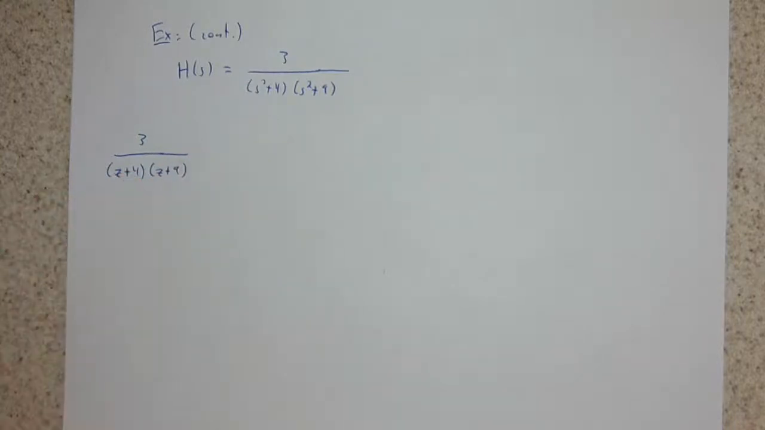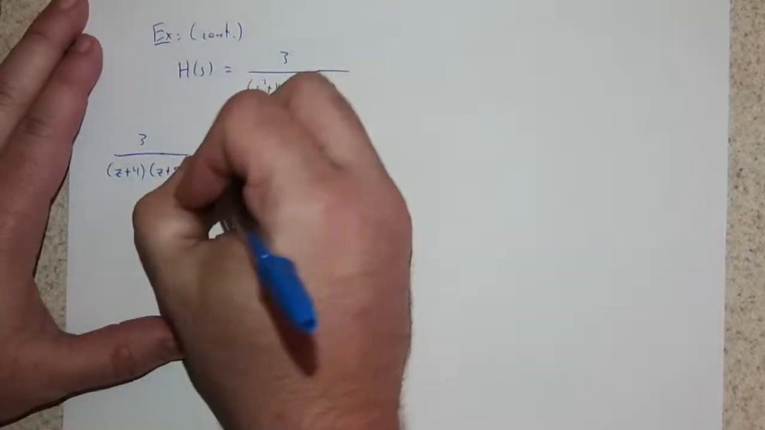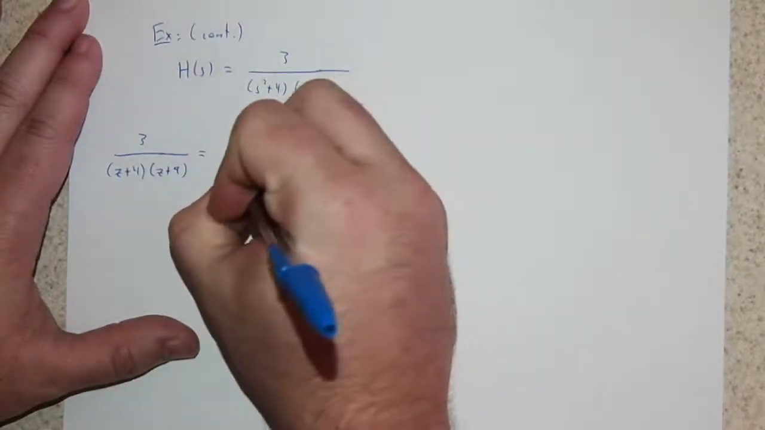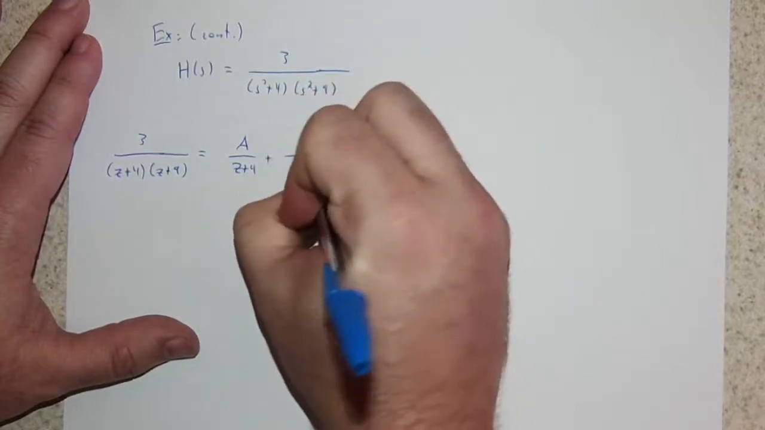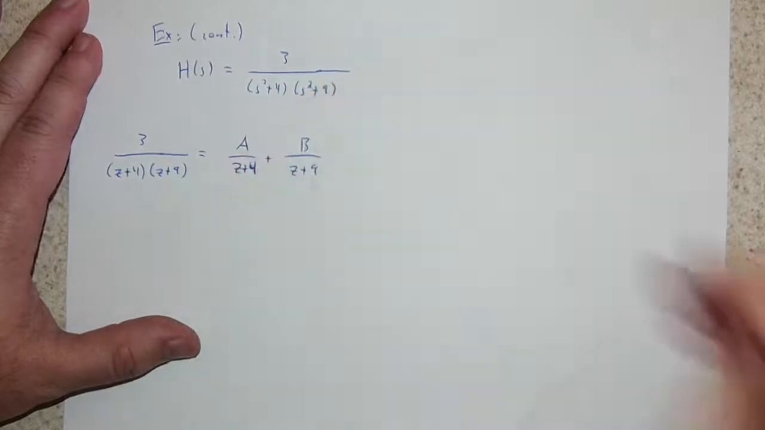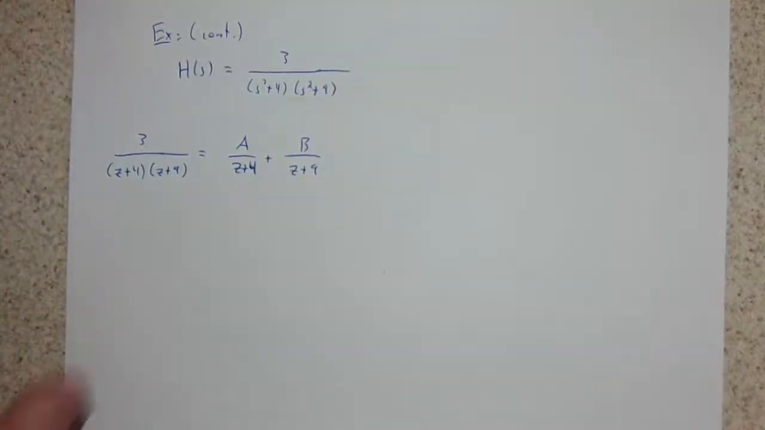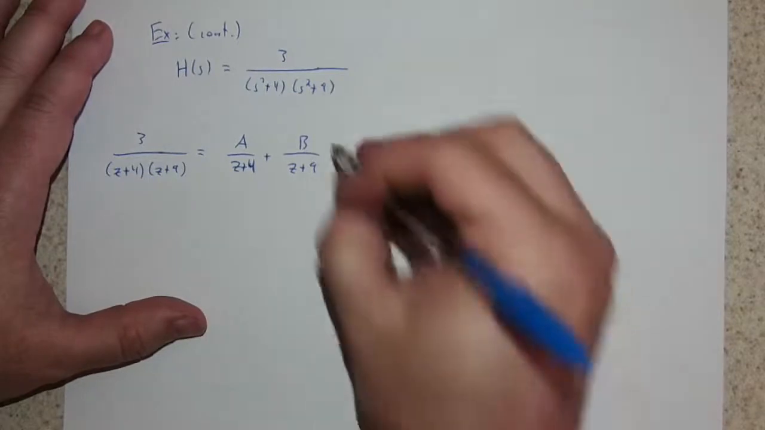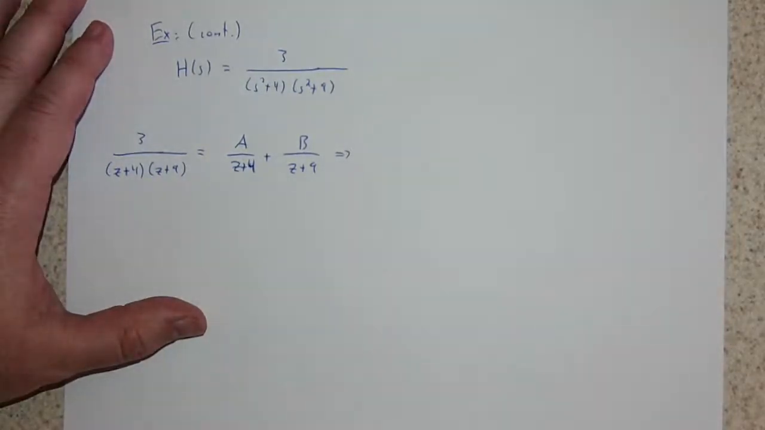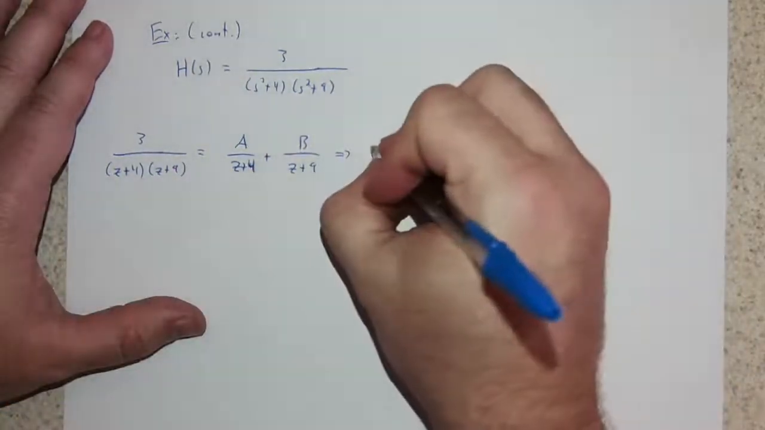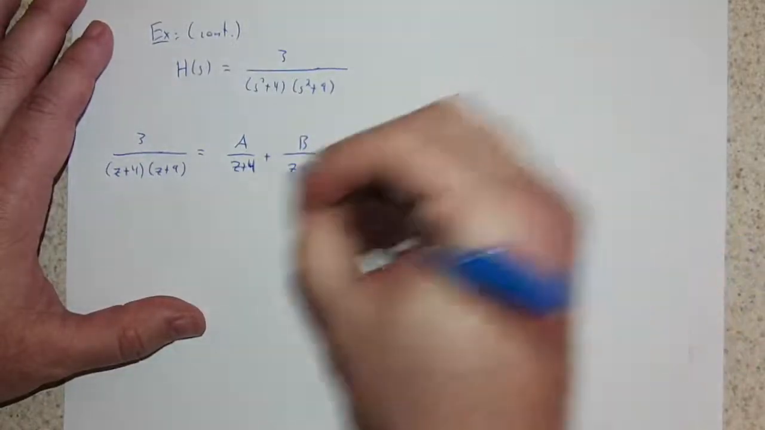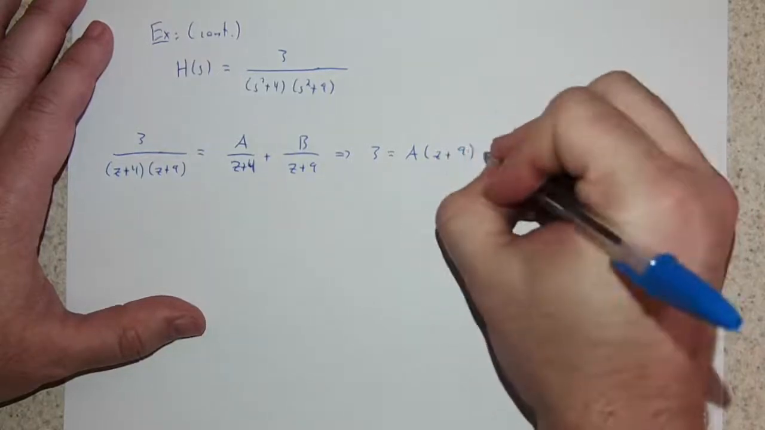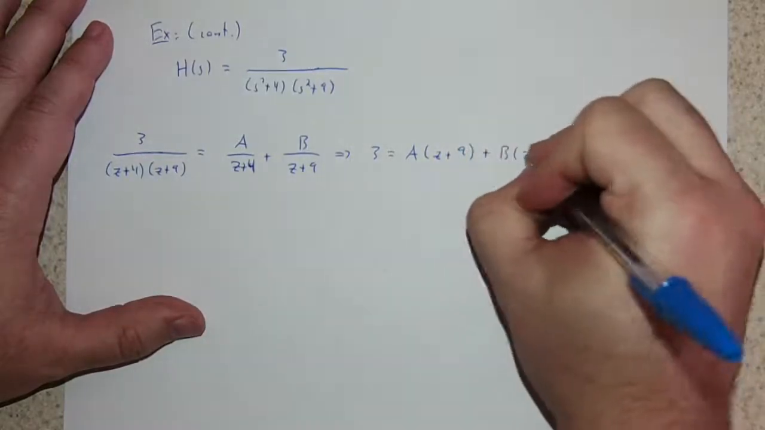And you know how to do a partial fractions decomposition of this thing, right? So if I were to try to decompose this as big A over z plus 4 plus B over z plus 9, we're going to try to do this sort of thing. What would that lead to? If I clear denominators here, this means that 3 is equal to A times z plus 9 plus B times z plus 4.